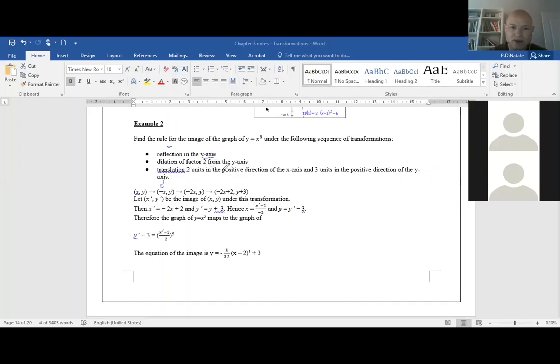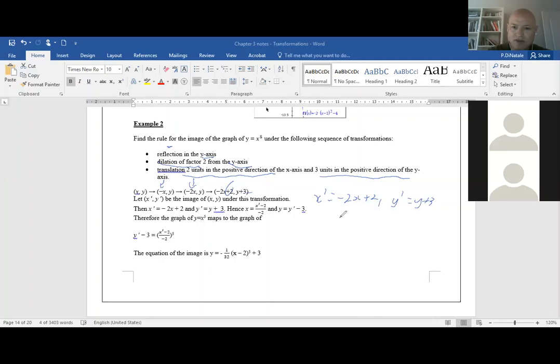Dilation of factor 2 from the y-axis, and again from the y-axis, we put this dilation on the x, so it becomes minus 2x. A translation of 2 units in the positive direction of the x, there it is, plus the 2 there, and 3 units in the positive direction of the y, there it is there. So my x dash, my image, equals -2x plus 2, and my image for y equals y plus 3.